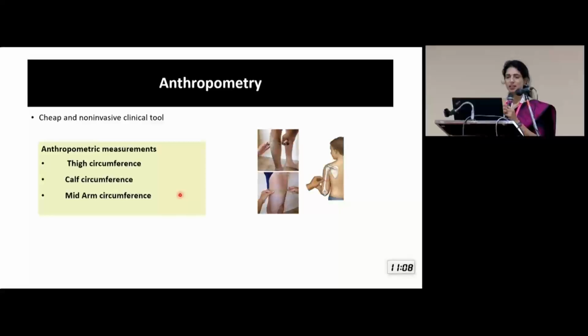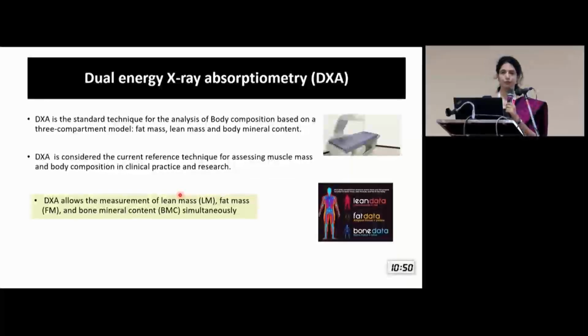So anthropometry is something we can easily do in practice. The commonly used measurements are the thigh circumference, calf circumference and mid-arm circumference. We can understand that it's a crude measurement, but it's helpful for follow-up of patients, because here it's not just the muscle, you're looking at the whole girth. But for follow-up of the patients this is very helpful.